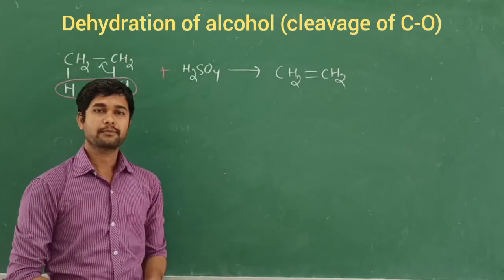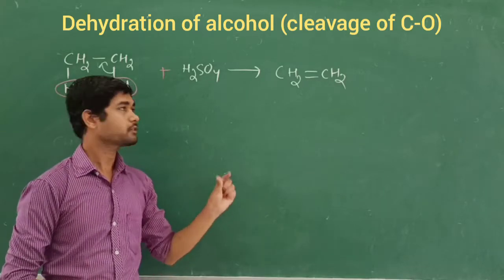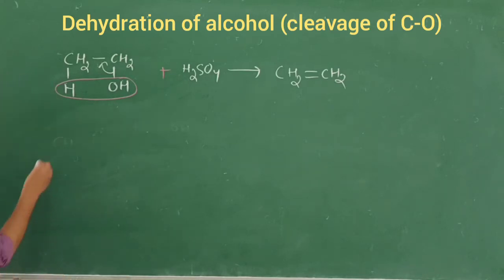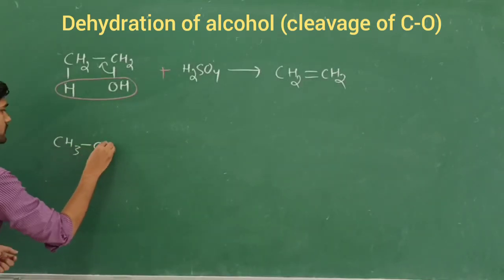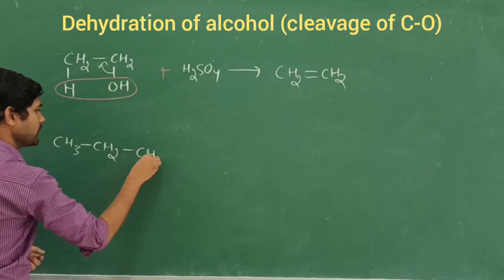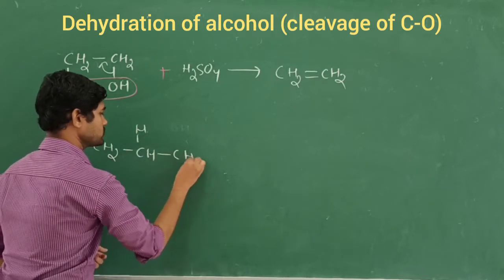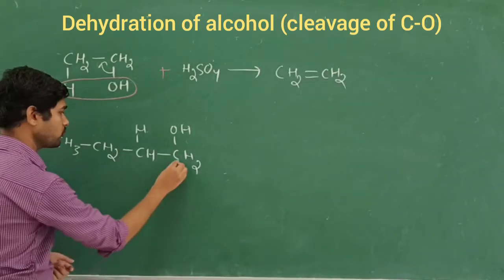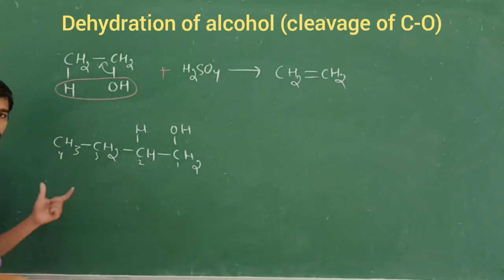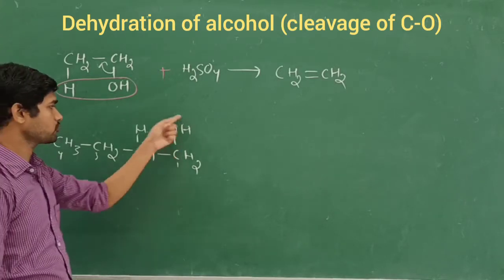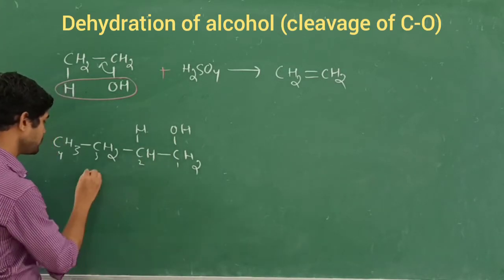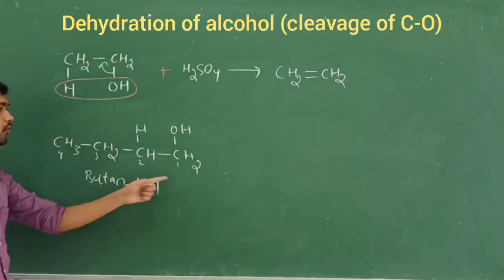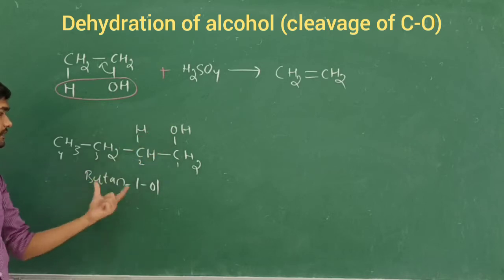Let's take one more example, butanol, which reacts with H2SO4 in order to get an alkene, that is butene. So let's see the example. CH3CH2CH2CH2OH. Its name is butanol. When you do the numbering 1, 2, 3, 4 of the carbon atoms, the OH group, the functional group, is attached to the first carbon. Its name is butan-1-ol, because the OH group is attached to the first carbon.